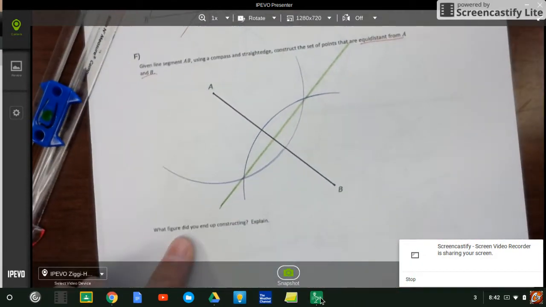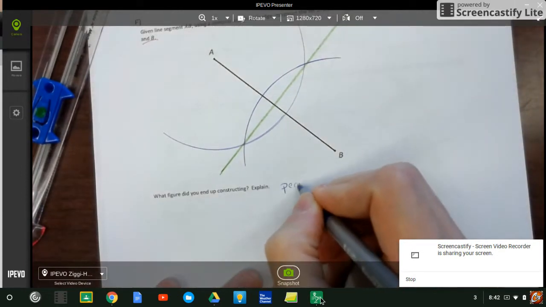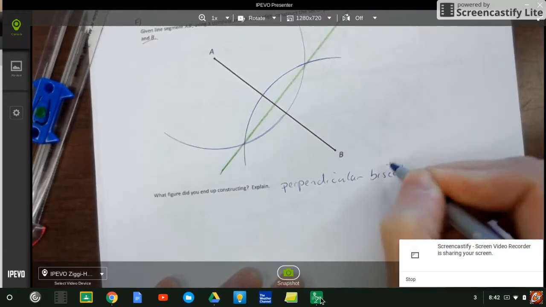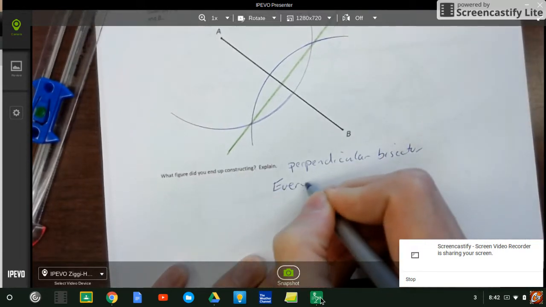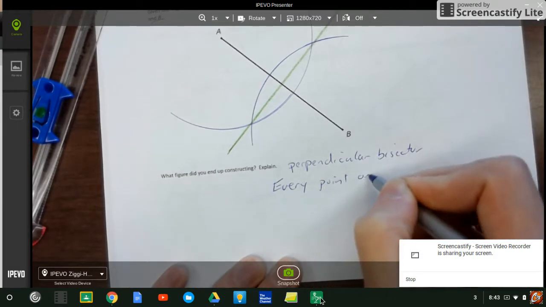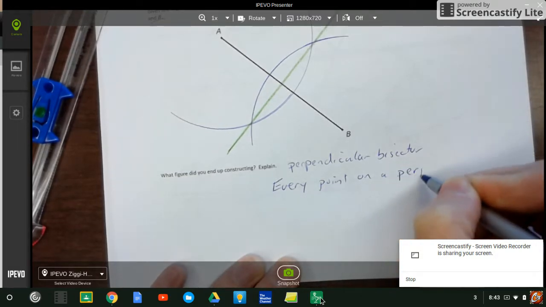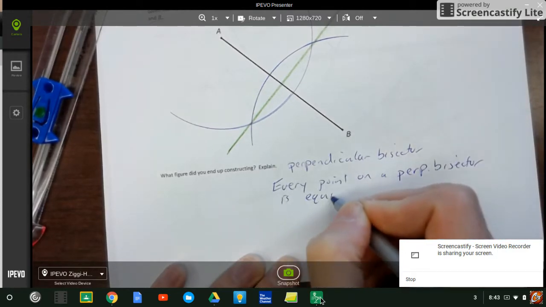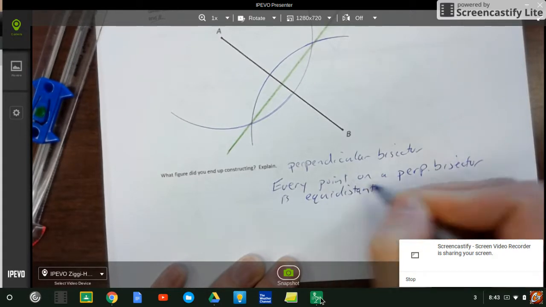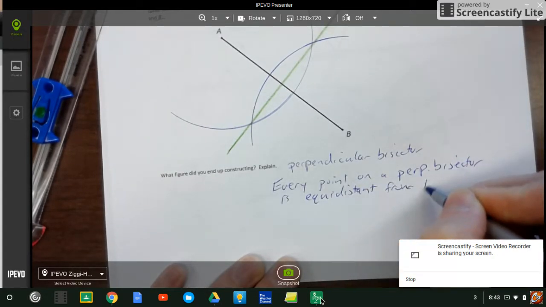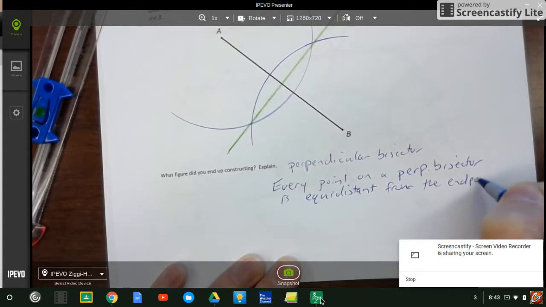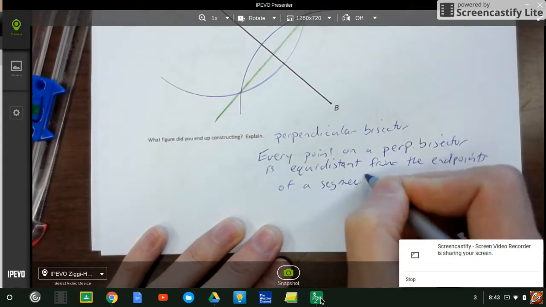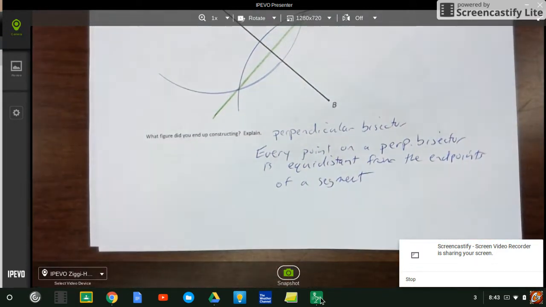So what figure did we end up constructing? A perpendicular bisector, because every point on a perpendicular bisector is equidistant from the endpoints of a segment. Okay? So that's perpendicular bisector.